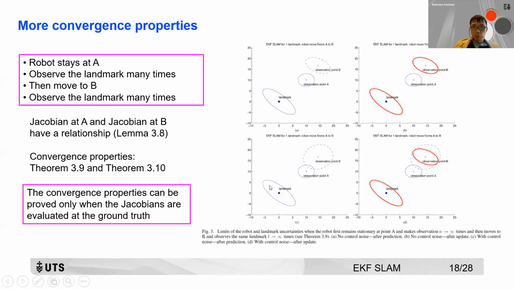And you keep observing this feature many, many times, then the uncertainty of the robot can reduce to the same level as the case when there's no control noise. But the landmark uncertainty doesn't change. So this is a limit we can achieve. The result basically says the uncertainty of the landmark, this ellipse, is a limit, and it can never be changed. Even if you change your position to see the landmark again, it doesn't help. More of the convergence properties are in the paper.